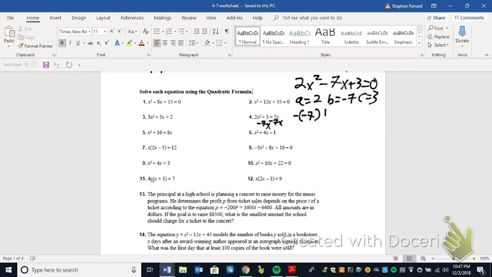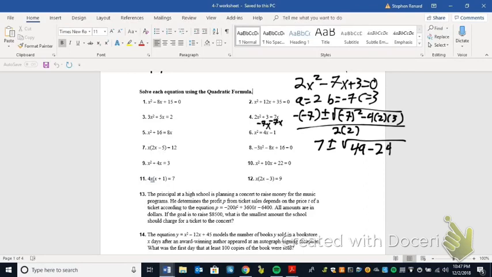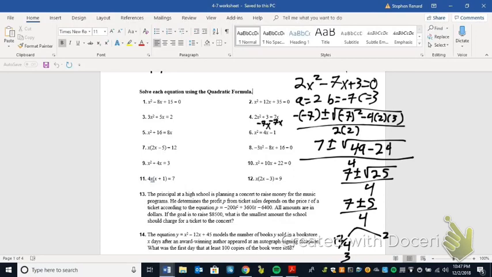So we have negative 7 plus or minus the square root of negative 7 squared minus 4 times 3 times 2, all over 2a. So that's going to give me negative negative 7, which is positive 7, plus or minus the square root of 49 minus 24, that's 4 times 2 times 3, all over 2a. That's 7 plus or minus the square root of 25 over 4, or 7 plus or minus 5 over 4. Now if we go 7 plus 5 over 4, we get 12 over 4, or 3. If we go 7 minus 5 over 4, we get 2 over 4, or 1/2. And so those are my two answers.